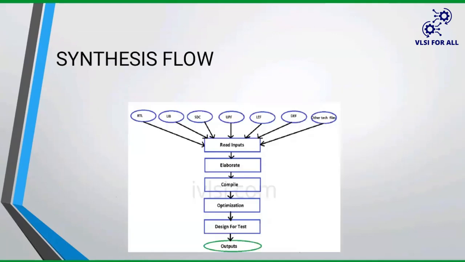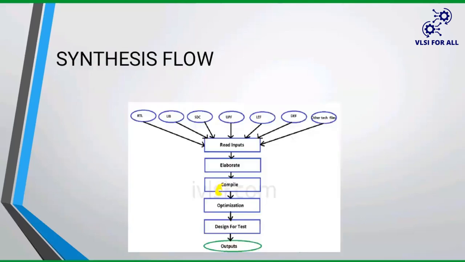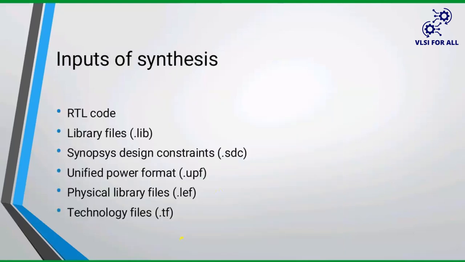Next, what is the synthesis flow? What does synthesis mainly do? It takes input. First, it reads the input. It elaborates, compiles, optimizes, and as the last step, DFT is done. So what are the inputs of synthesis? RTL code is the main input. .lib file is the library file. SDC, Synopsys Design Constraints, is another input. UPF, Unified Power Format, physical library, and technology library. These are the inputs of synthesis.